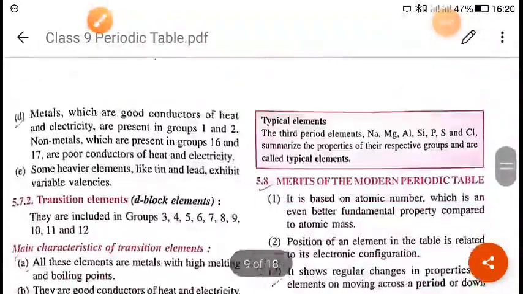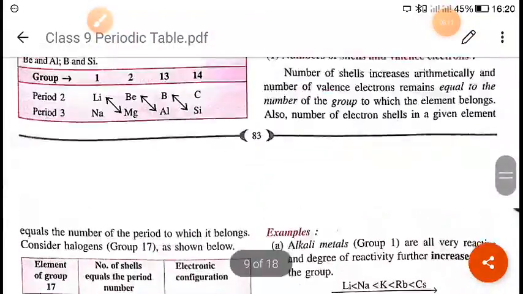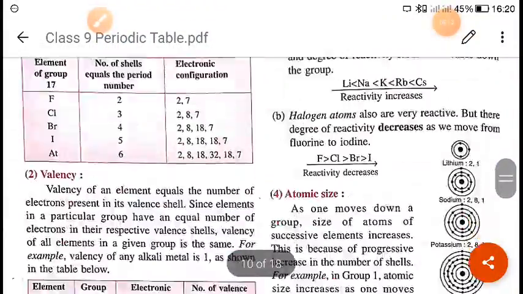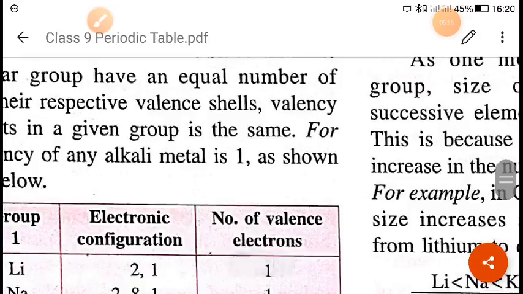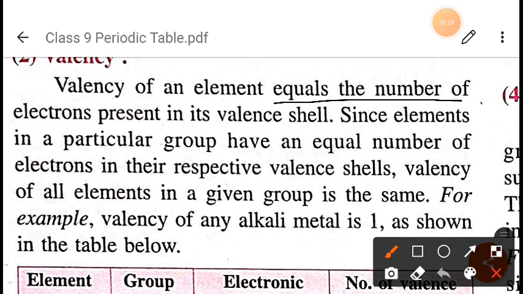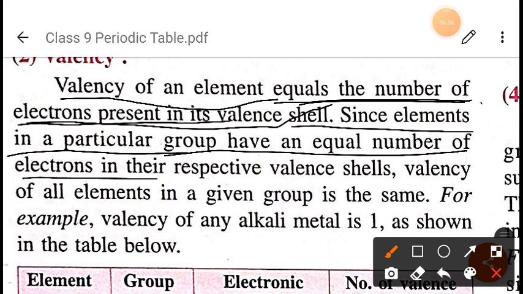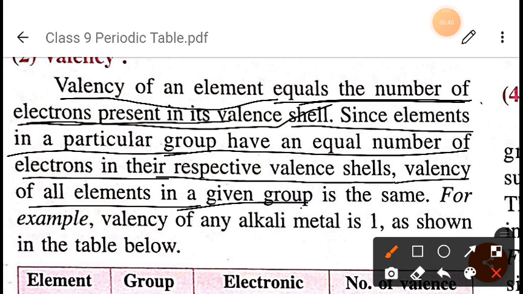Now next we will see the valencies. When we talk about valency, I hope all of you know how to find it. So what is the valency of an element? It is equal to the number of electrons present in the valence shell. Since elements in a particular group have an equal number of electrons in their respective valence shell, the valency of an element in a given group is the same.